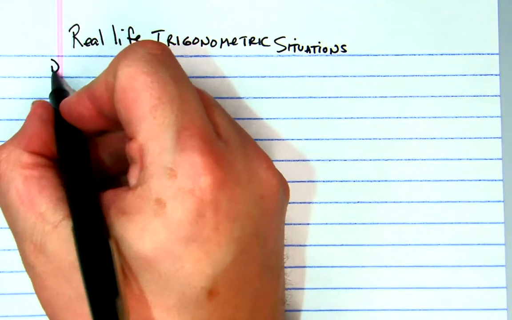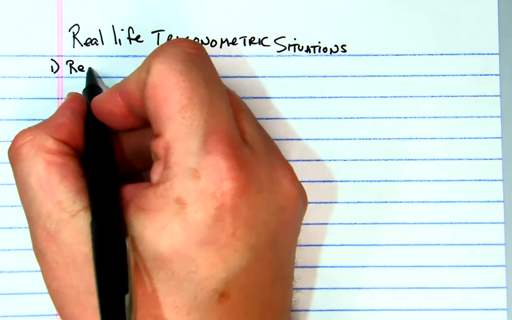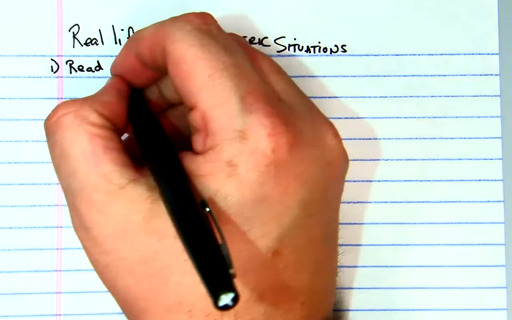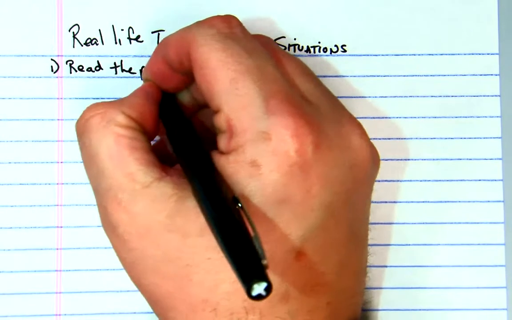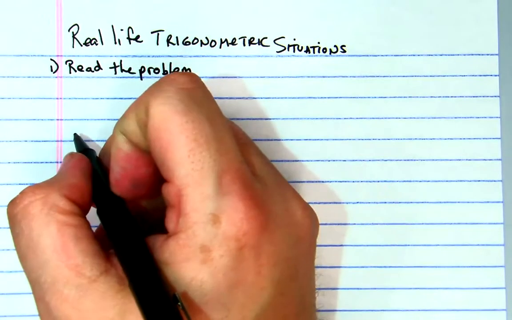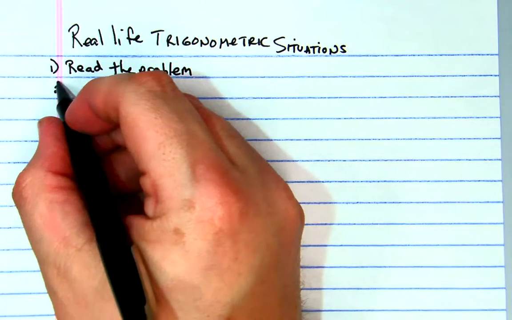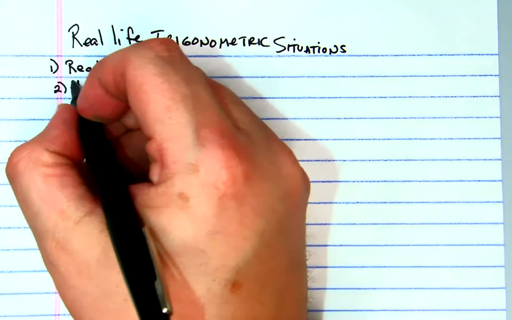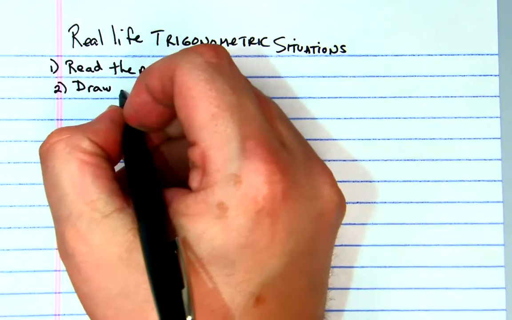So, first thing you need to do, read the problem. Everyone tells you to do this, but you really need to read the problem because that'll lead directly into the second thing that you need to do, which is draw a diagram.